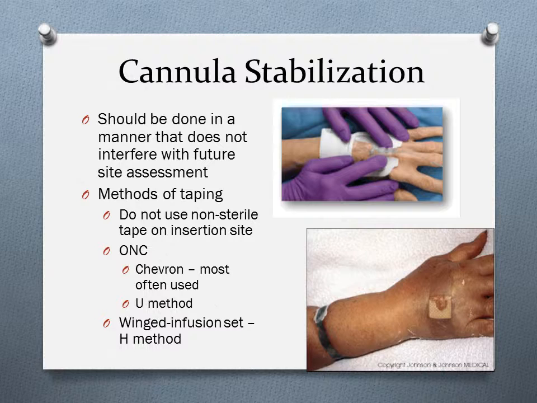When you're stabilizing the cannula, make sure that you do not encircle the entire extremity with tape, because it can act as a tourniquet if you do have an infiltration. Do not allow tape to cover the cannula or insertion site junction. You need to be able to visualize the insertion site when you're doing your assessments to make sure that there's no signs of infection.